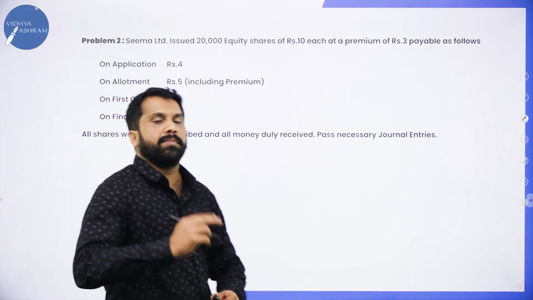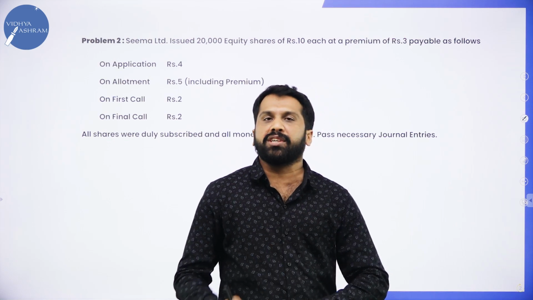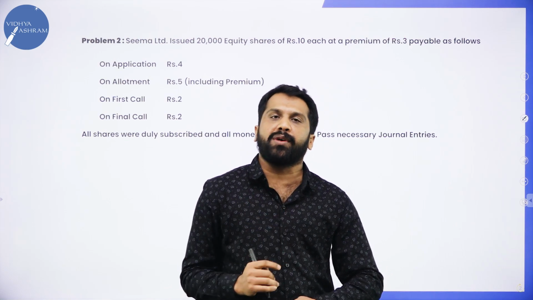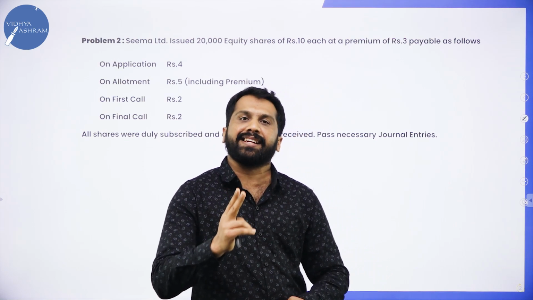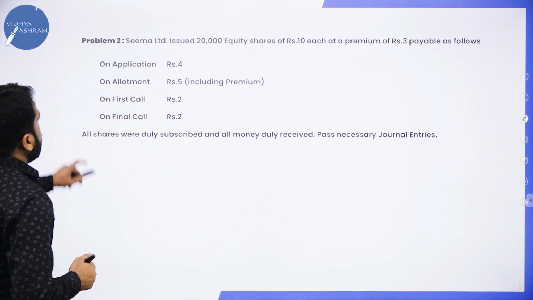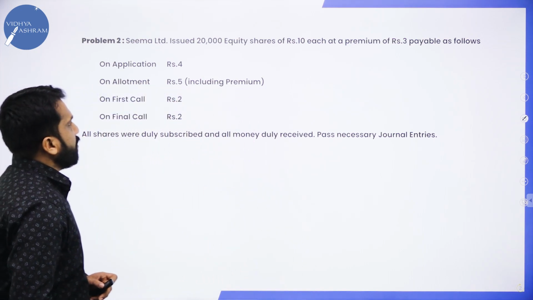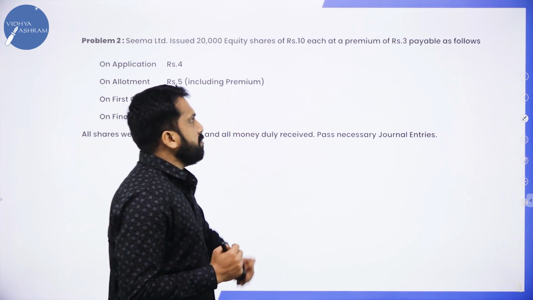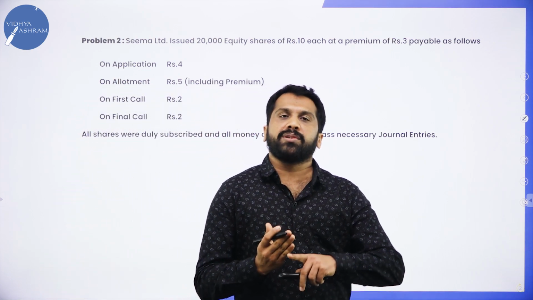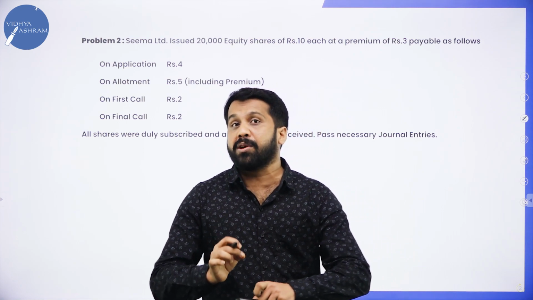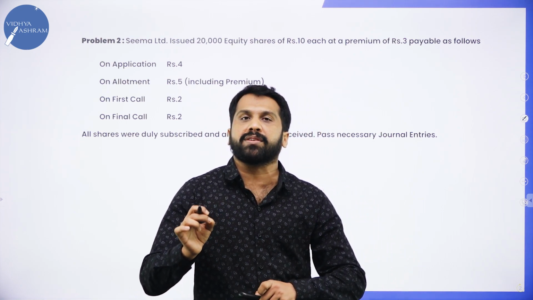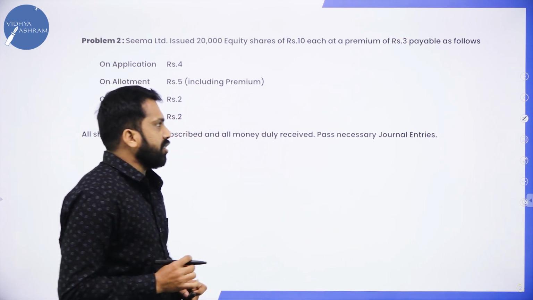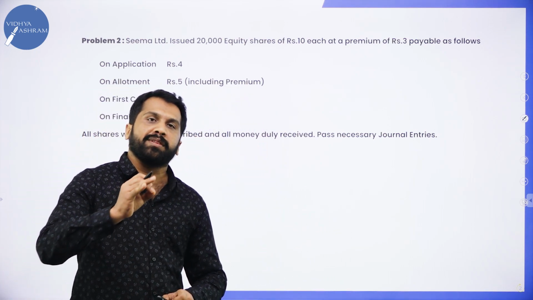So problem number 2. In the previous session, we did problem number 1. Now we are discussing the second problem. Seema Ltd issued 20,000 equity shares, each at a premium of 3. In the previous problem, we did not discuss the premium concept. In today's session, we will discuss premium also.